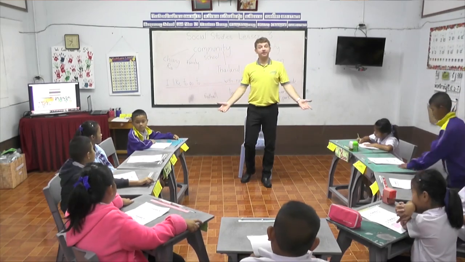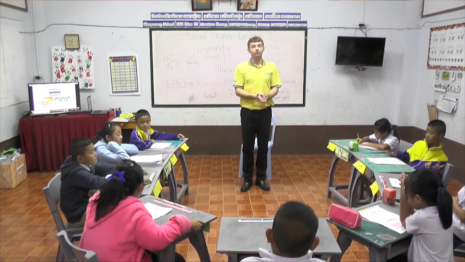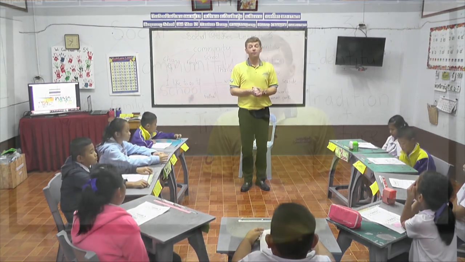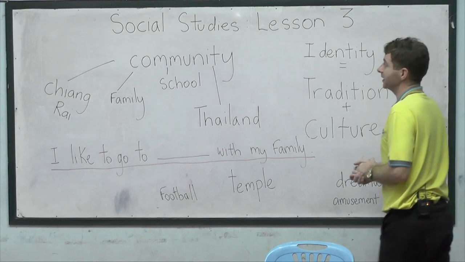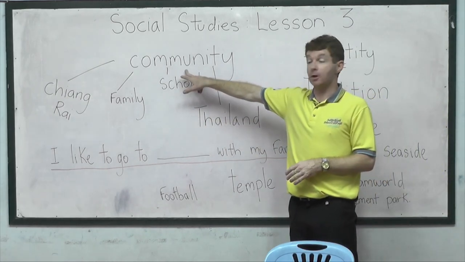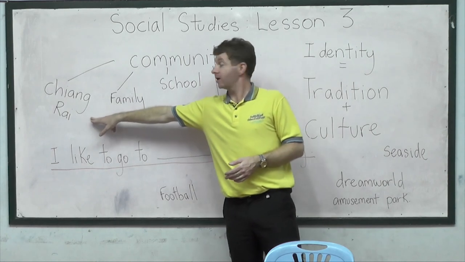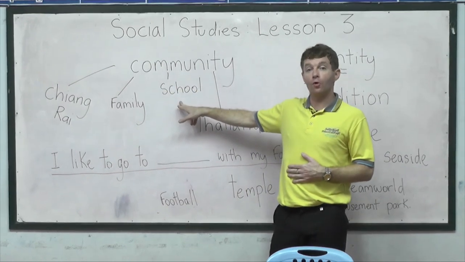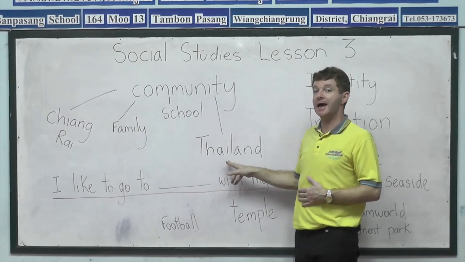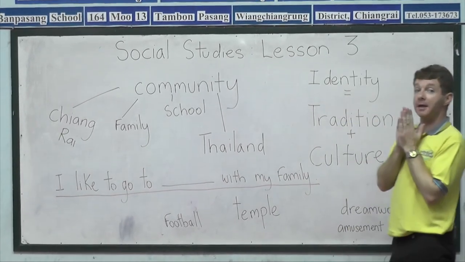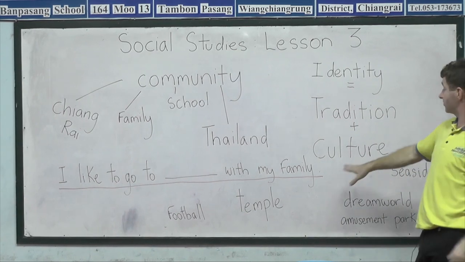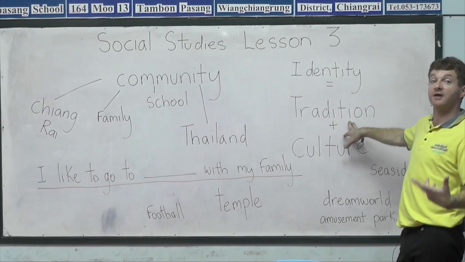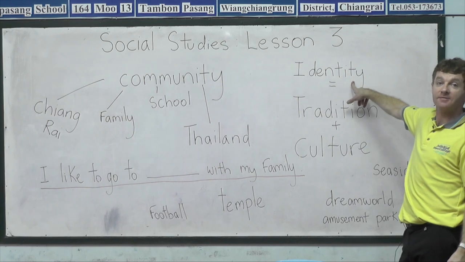Okay. So you can see from our class here, everybody has fun doing their worksheet to describe their family activities. So now, just to recap today's lesson, what is a family a type of? Community. And what makes a community? Well, we talk about culture. Tradition gives a community its identity.